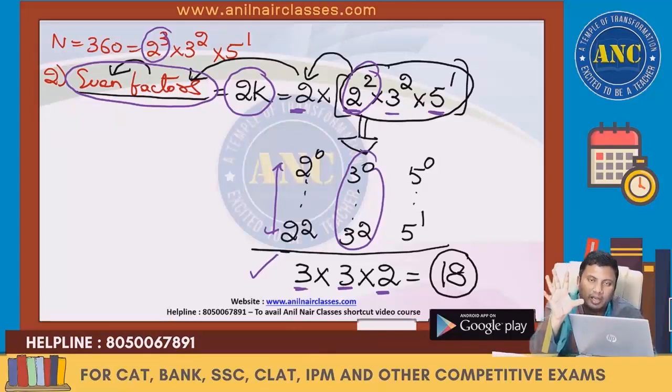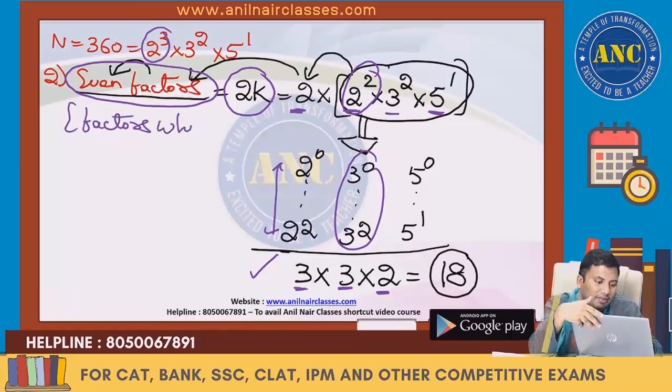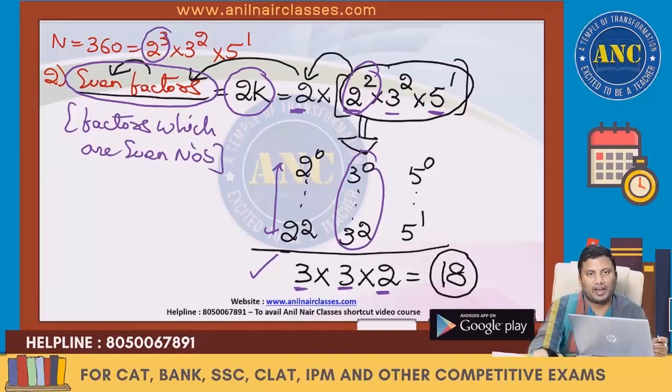What do you mean by an even factor? An even factor is a factor which is an even number. Any factor which is an even number is called an even factor.